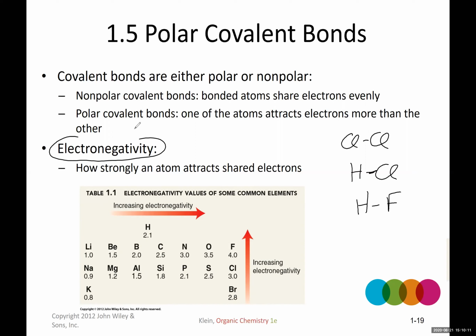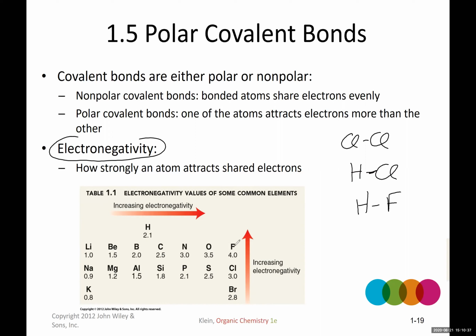Here's a table of electronegativities of some of the atoms in the periodic table, and I'll show you a couple of trends. As you move across a row in the main group elements, the electronegativity goes up. Lithium is 1, carbon is 2.5, oxygen is 3.5, fluorine is 4. And there's a reason for that.